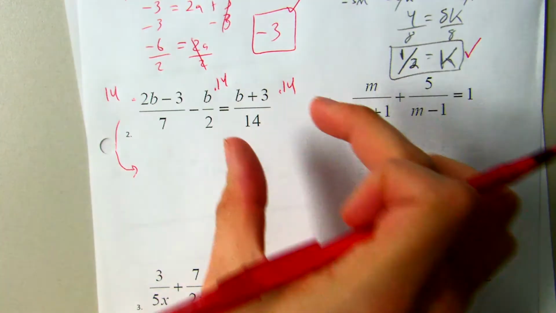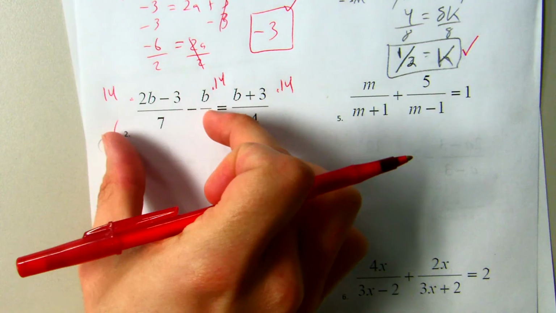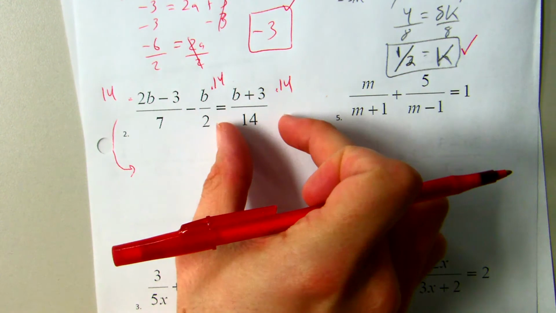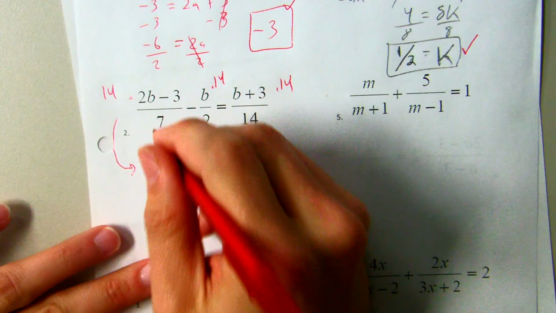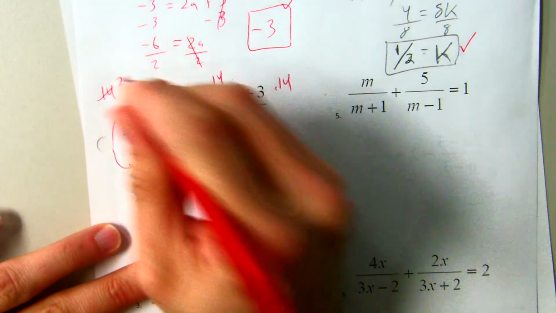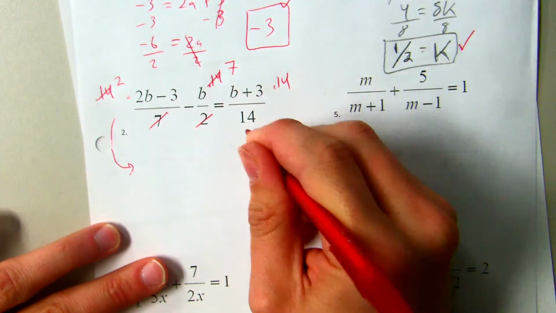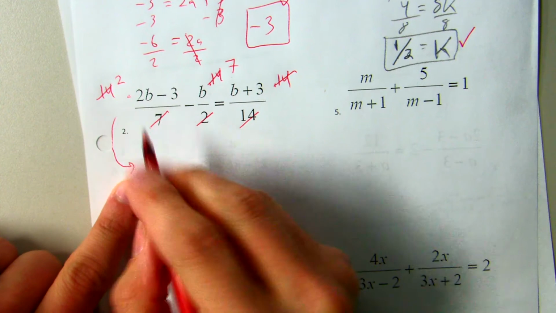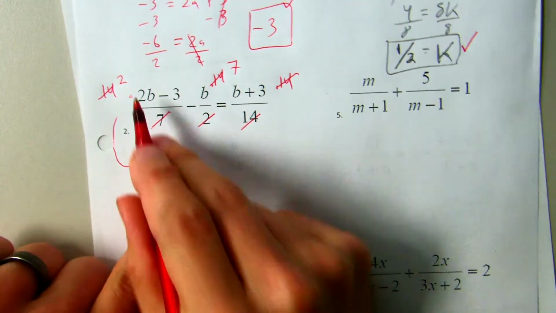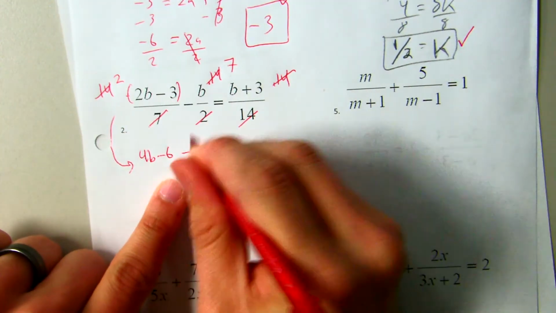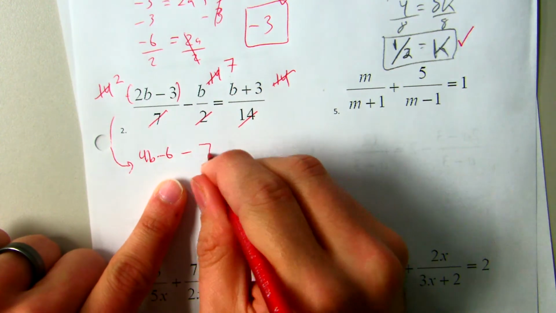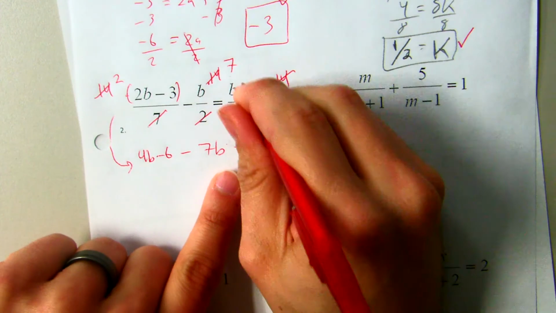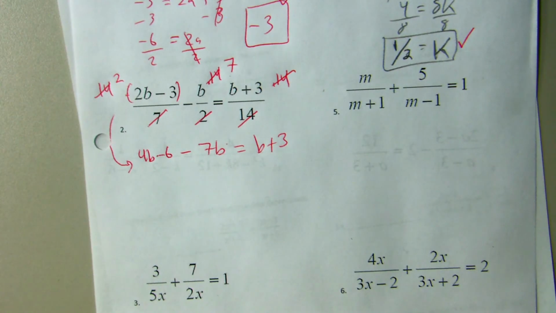I'm essentially multiplying the left side by 14, distributing it, and the right side by 14. And it's fine to multiply one side of your equation as long as you do it to the other side. That's all we're basically doing. So this one reduced to a 2, this one reduced to a 7, and this one is completely canceled out. So I wanted to see if you got 4b minus 6, because it's 2 times all this stuff, minus a 7b. Make sure you didn't overlook the minus sign. Equals b plus 3.